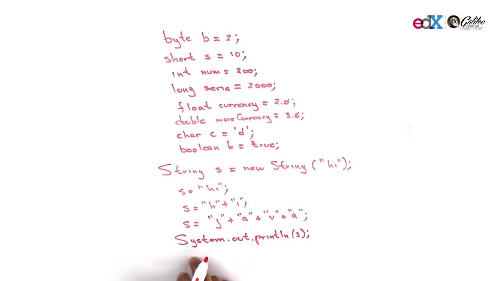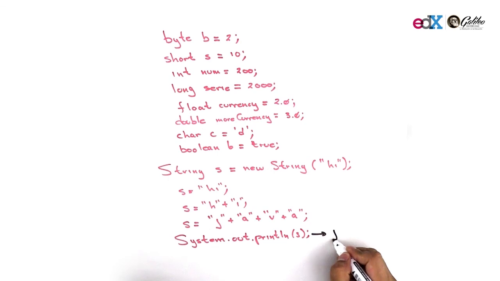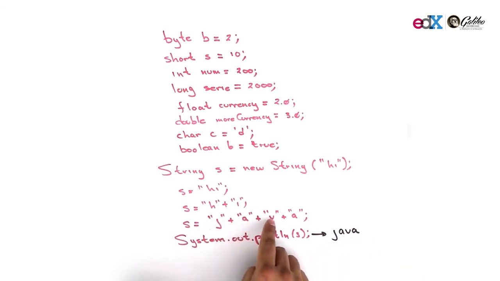I will run my program and use the System.out.println that tells the printing this value in this console. You see Java. The result will be Java, because we concatenate JAVA characters in the variable S. Be careful using string because it could waste memory in your program. Okay, let's go to the next topic.